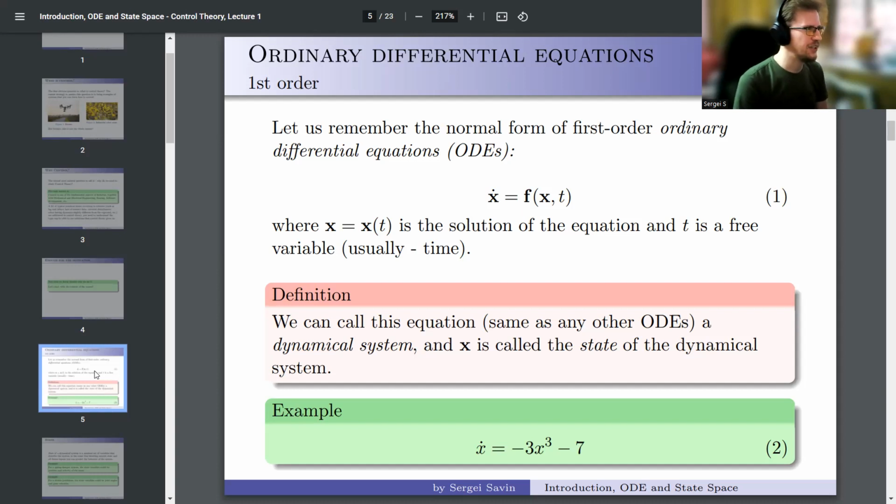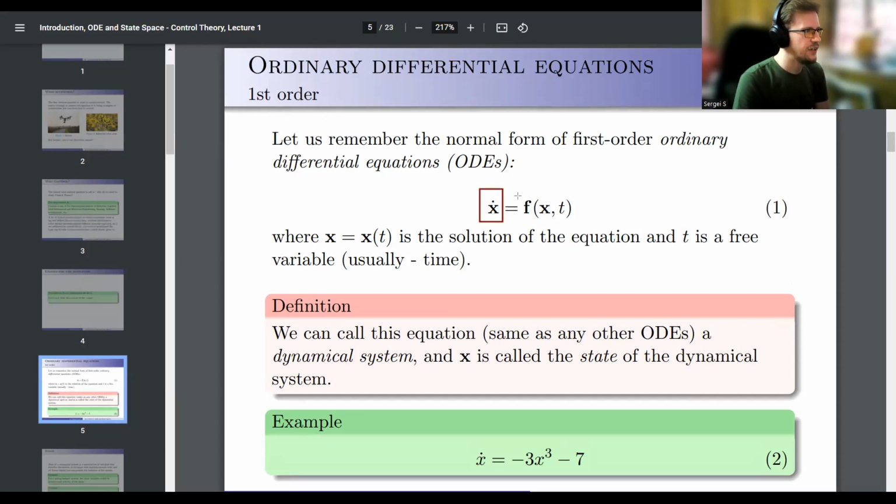So let's start building our understanding. First, let us remember the concept of ordinary differential equations. If you forgot, ordinary just refers to the fact that they are not partial differential equations. So ordinary differential equations look like this. First order ordinary differential equations look like this. So we have here a derivative, and here a function of x and t. So t is usually time.